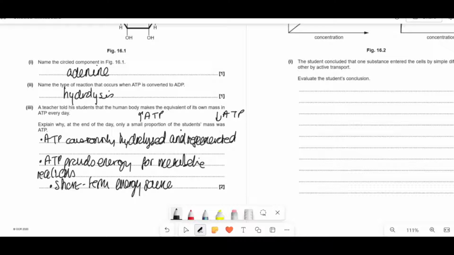And it's told you in the question at the end that if you picked a certain time point, then the amount of ATP in their body is quite low compared to the rest of their mass. It's not saying that the teacher's wrong or that there's something going on. It's literally just trying to get at the point that you're making it constantly and it's breaking.